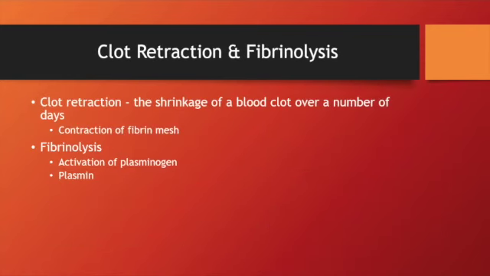As the healing process continues, the clot must then be destroyed. Clot retraction is the shrinkage of the blood clot over a number of days, and it occurs due to the contraction of the fibrin mesh. As the clot retracts, it pulls the edges of the vessel closer together. The clot then begins to dissolve through a process called fibrinolysis. The activation of plasminogen produces plasmin, which begins digesting the fibrin strands and gradually destroying the clot.